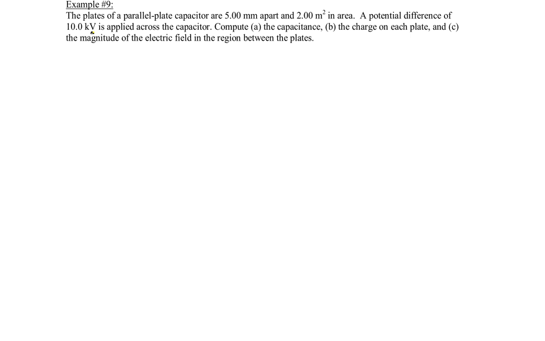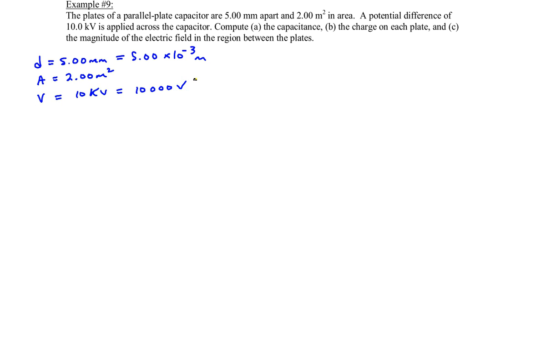Let's start writing down the given here. We have the distance between the two plates is 5 millimeters, which we'll want to convert to meters. So that's 5.00 times 10 to the power negative 3 meters. The area of the plates is 2 meters squared. It's already in meters squared, which is nice. And the voltage is 10 kilovolts, which is really 10,000 volts.